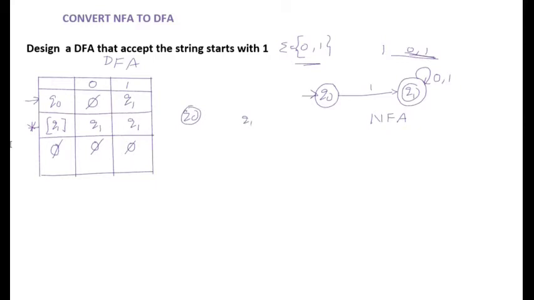Q0, Q1, and this phi we can represent as a dead state. And Q0 on 0, it is moving to the dead state, that is phi. And Q0 on 1, it is moving to the state Q1. Q1 on 0, it is moving to the self state, that is Q1. And Q1 on 1, again it is moving to the same state Q1, so let us write 1 here. This phi is represented as a dead state. On reading any symbol, that is 0 and 1, it will be in the same state, that is the dead state.